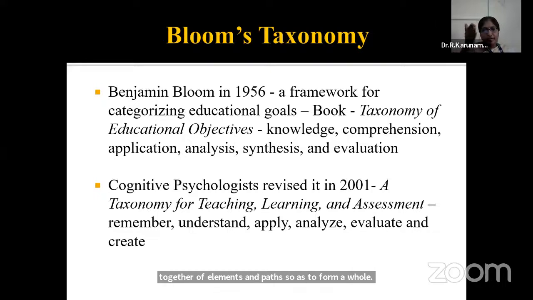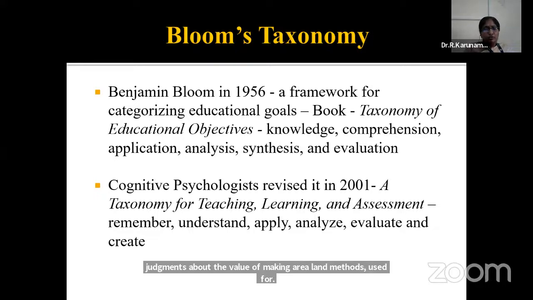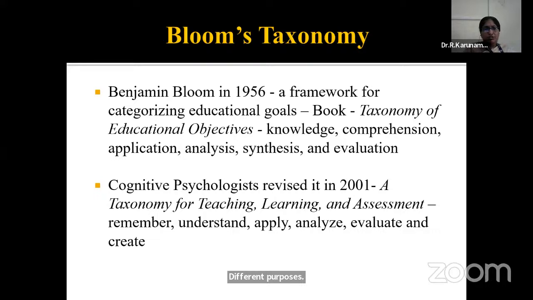Earlier one is breaking into smaller ones. Here, collecting the smaller ones and putting them together to make it a wholesome one. The last part is evaluation, judgments about the value of material and methods used for different purposes. So these are the definitions that Benjamin Bloom gave for his categorized educational goals.